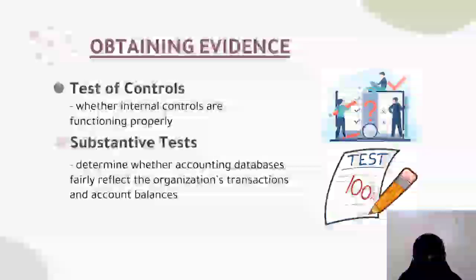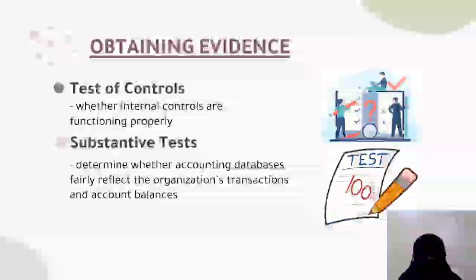So, evidence is collected by performing tests of controls, which establish whether internal controls are functioning properly. And then another way of collecting evidence is substantive tests. This determines whether the accounting databases fairly reflect the organization's transactions and account balances.